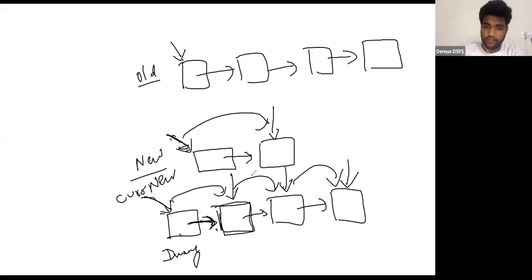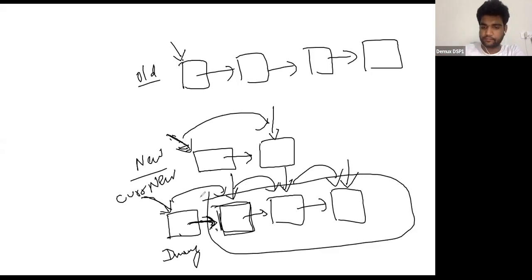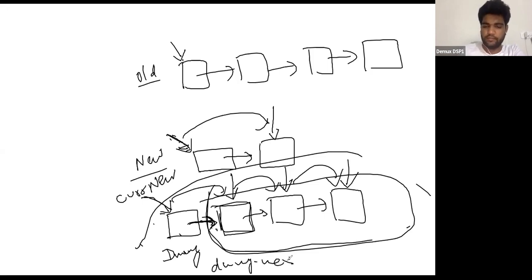And now my answer is this list. My answer is not this list. It is still this list. So my answer is dummy.next because dummy was a static node. That's why it is dot. So dummy.next is basically this, points to this node in the list, right? So my answer is this. Is it clear?